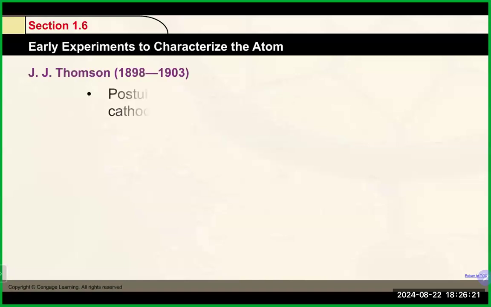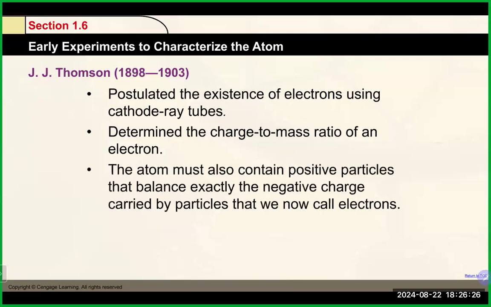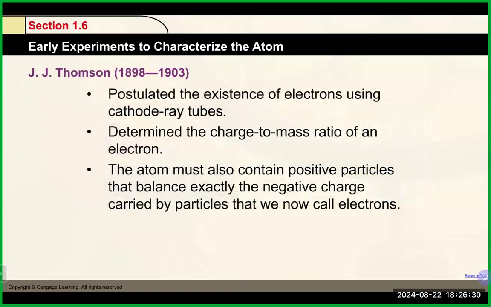So really the first major exploration of the atom began with J.J. Thomson, and he was looking at electrons. He was exploring these electrons, which are negatively charged, and he did a lot of work with what I referred to as cathode ray tubes. A lot of times they are referred to as CRT.